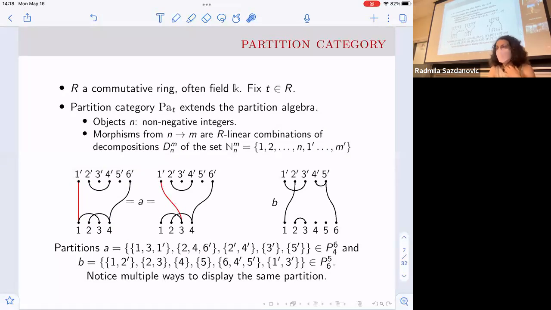What I wanted to emphasize here, and it's not going to create trouble, is that there's more than one possible diagrammatic representation for each partition. I've just picked another one where instead of connecting 1 prime and 1, I'm connecting 1 prime and 3. Now let's consider this one and this other element. This one is a morphism from 4 points to 6 points. This is from 6 points to 5 points.